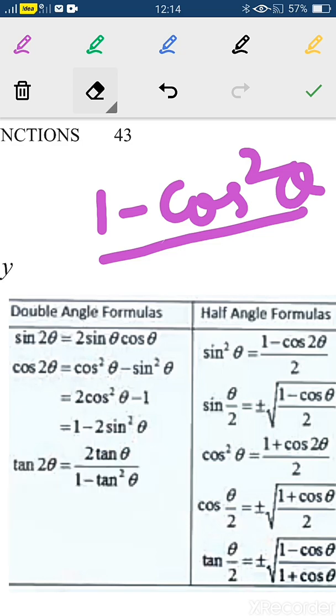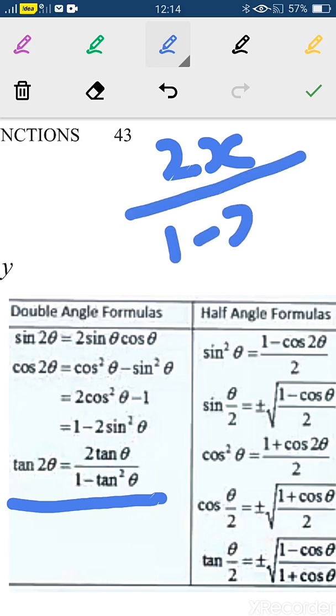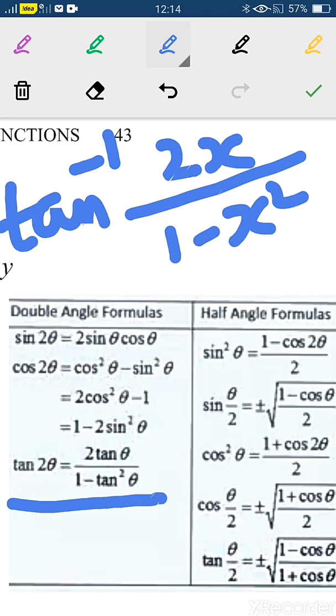The next formula is very important. This is tan 2 theta, and this formula we will be using many times. Tan 2 theta is equals to 2 tan theta upon 1 minus tan square theta. If you have something like 2x upon 1 minus x square, you have tan inverse, right? I am giving you one example. You have this type of function.